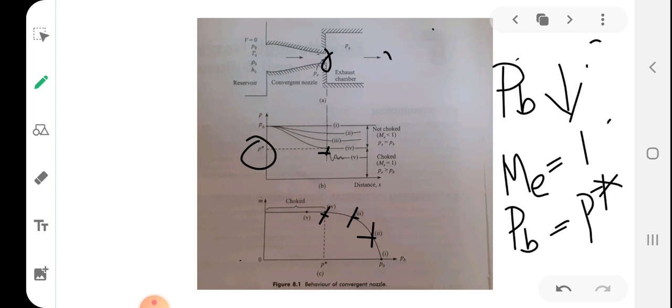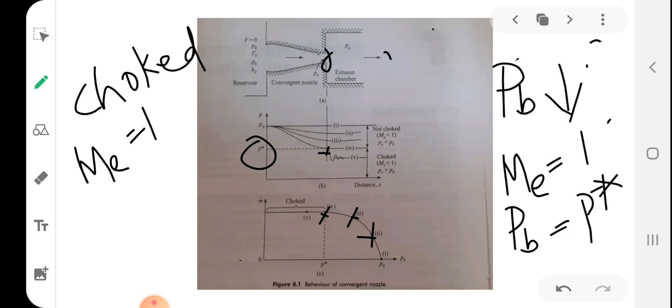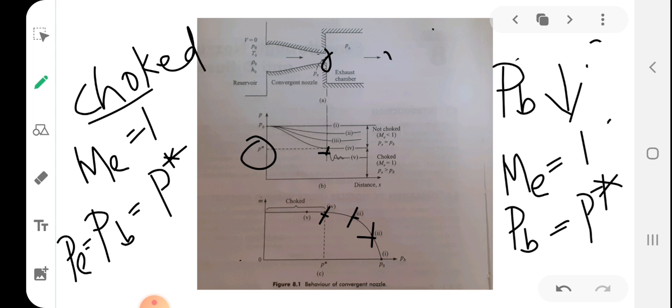So this exit plane is the region where the area is minimum. So if the Mach number at minimum area becomes 1, it means the flow has choked. So ME is equal to 1 means flow is choked, and the back pressure corresponding to that particular value is P star. That is, the exit plane pressure PE will be equal to PB, which is equal to P star, corresponding to the choking pressure. Okay.